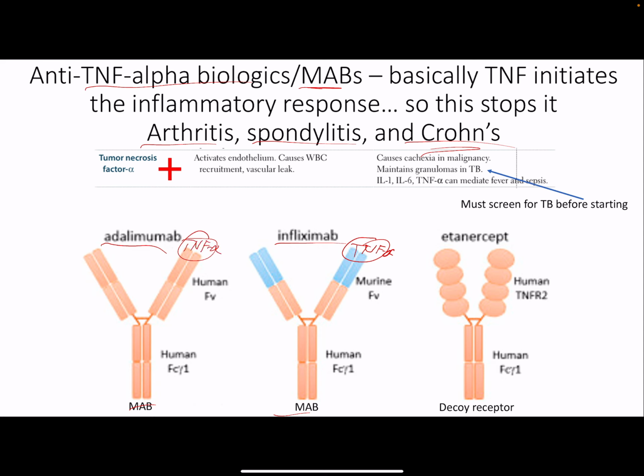On the other hand, etanercept is a TNF alpha receptor. So it's very similar, but a little bit different. So it's a decoy receptor. So it also binds to TNF alpha, but it's not a monoclonal antibody. It's a soluble, free-floating receptor that floats through the blood, and it just binds onto a lot of TNF alpha and causes effectively the same consequence.